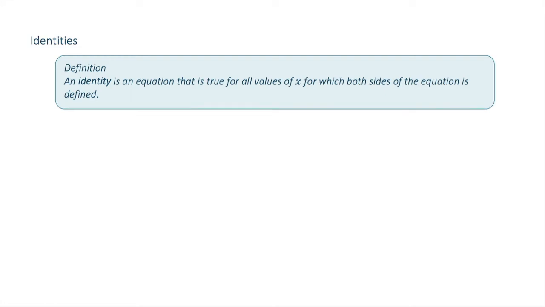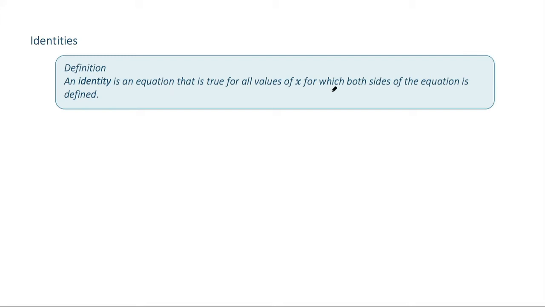Trigonometric identities are a fundamental part of trigonometry. There's lots of different relationships that exist among trigonometric functions. In general, an identity is an equation that is true for all values of x, for which both sides of the equation is defined. So we've seen things like this already in trigonometry, so things such as the Pythagorean identity that sine squared of x plus cosine squared of x is equal to 1.